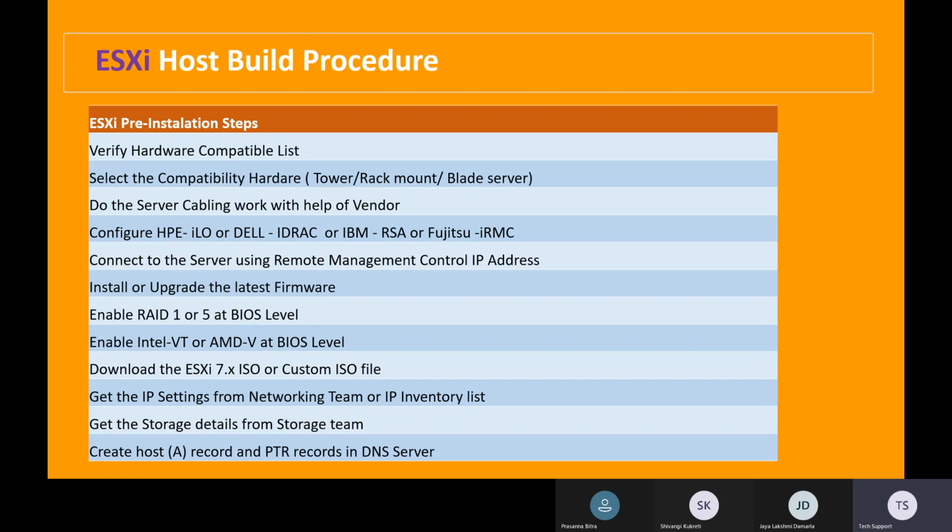If your organization recommends RAID 1, you will go with RAID 1. If your organization recommends RAID 5, you can go for RAID 5. But the best practice is that before installing the ESX server, we should configure RAID at the BIOS level for your local hard disks.